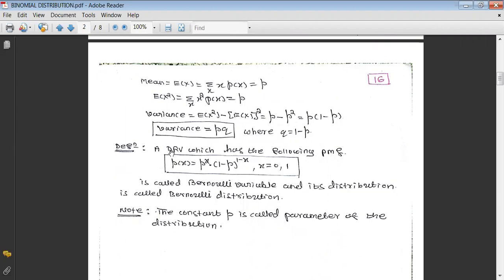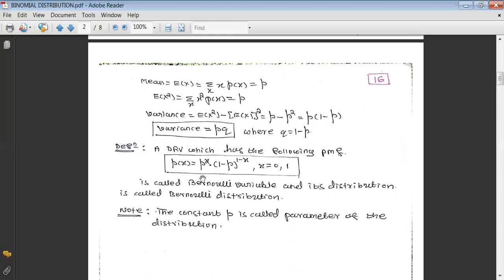That's why this represents the functional form. That's why we can call it a probability mass function. That's why we define the Bernoulli distribution in functional form like this. A discrete random variable which has the following probability mass function, that is p of x equals p raised to x into 1 minus p raised to 1 minus x, where x takes the values 0 and 1, is called a Bernoulli variable, and its distribution is called the Bernoulli distribution.